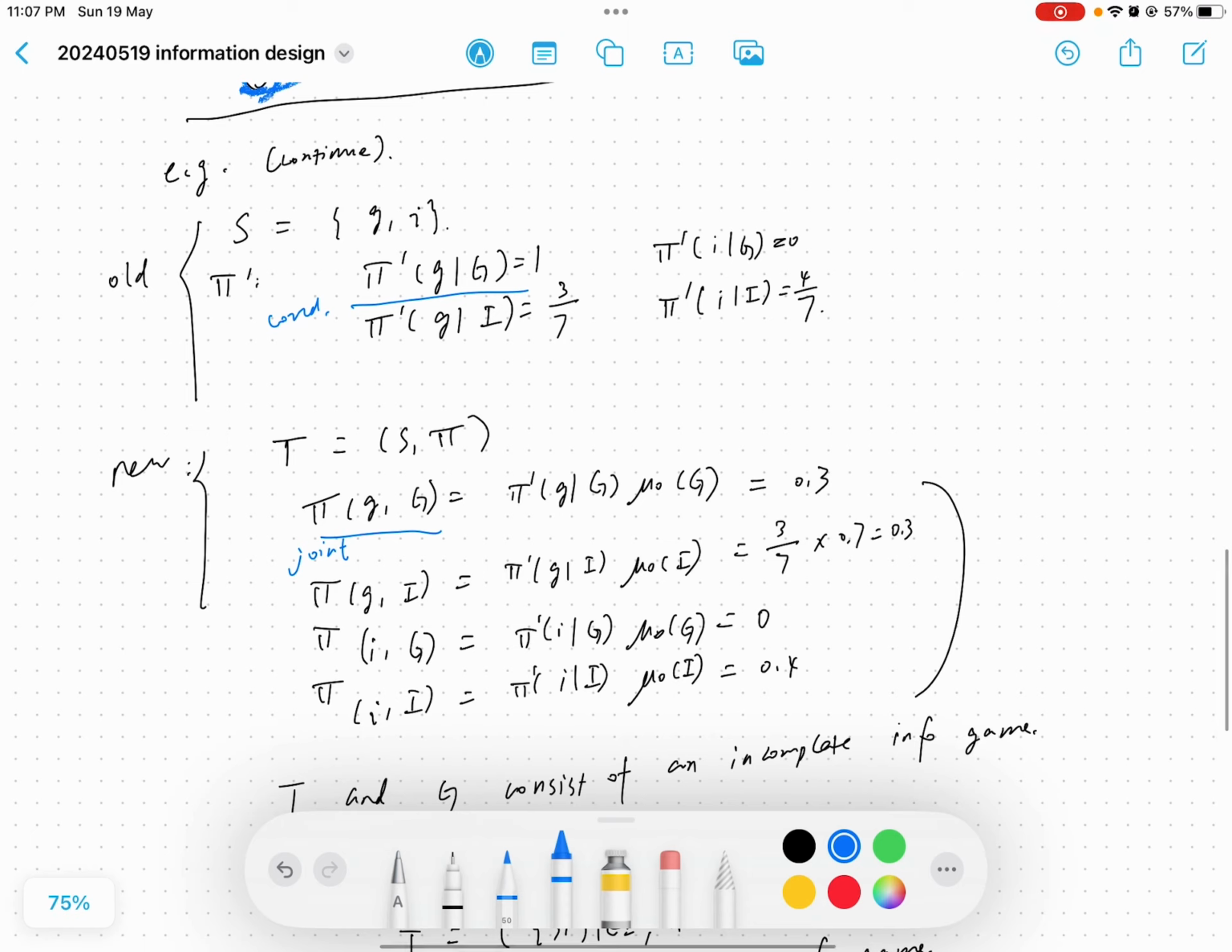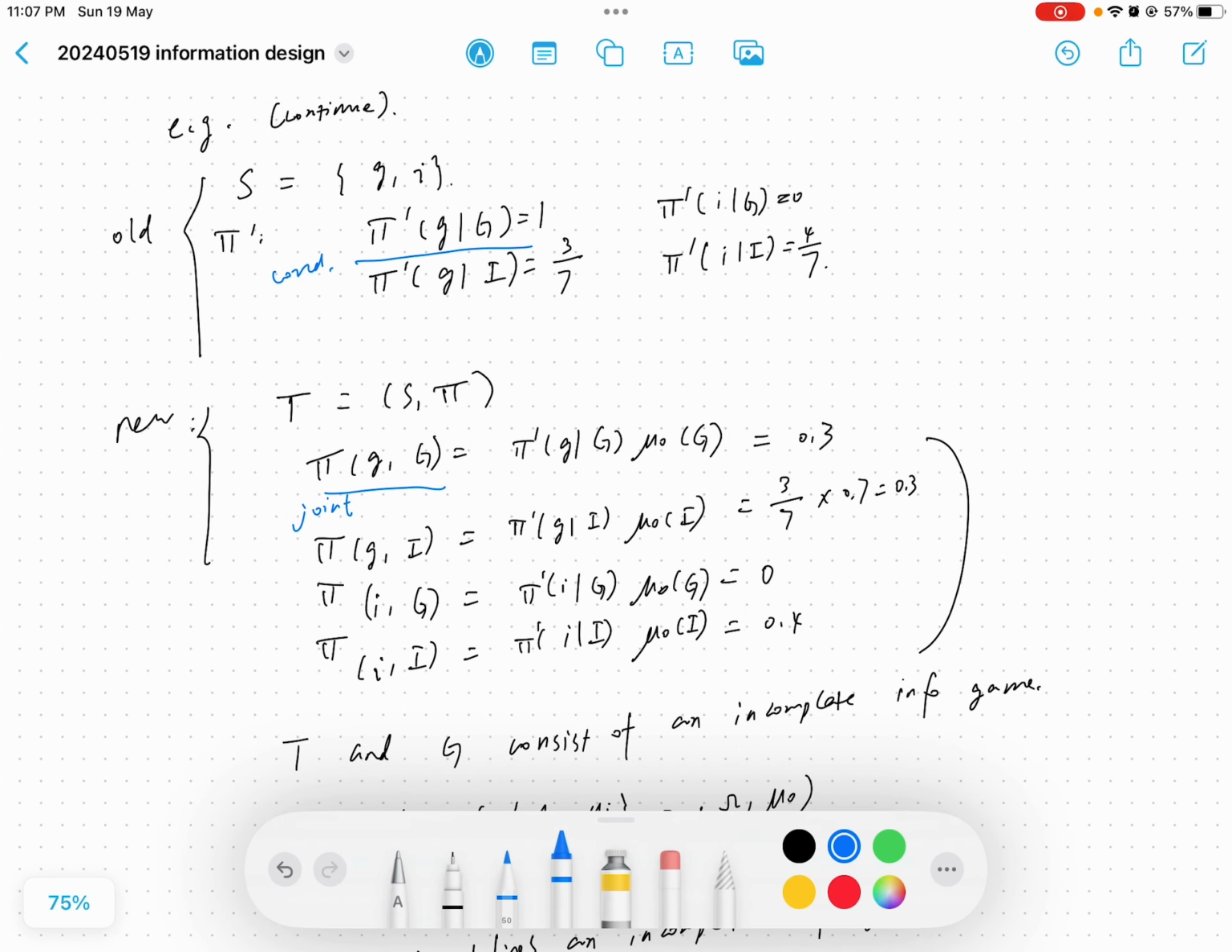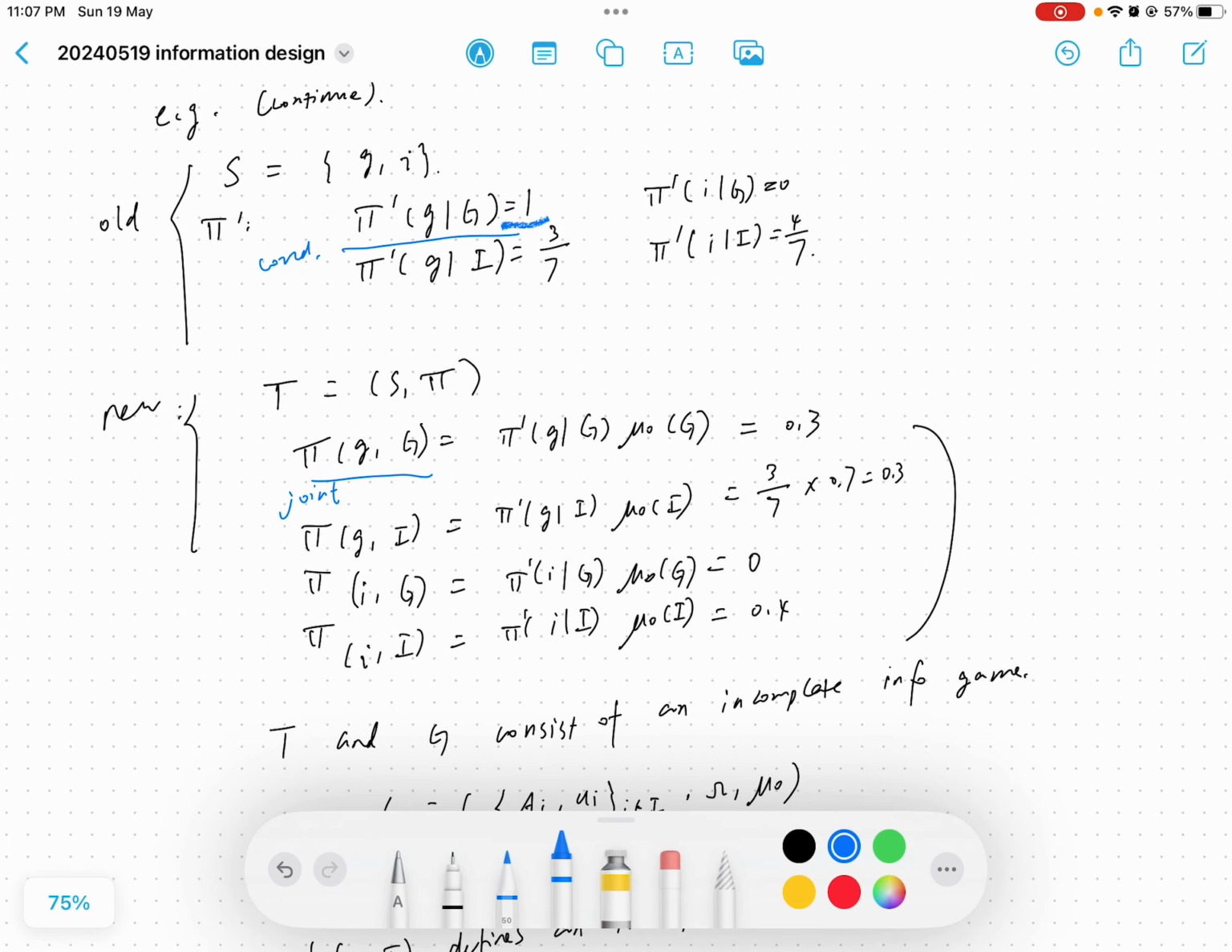Now let's go back to our old example. In the old way, the S set includes G and I, of course. We use pi prime to denote the old definition of the signal. So we have those numbers for the conditional probabilities: given that the state of this person is guilty or innocent, the sender sends some signal, little g or little i, with those probabilities. So remember those numbers.